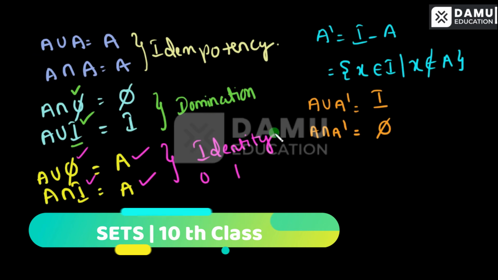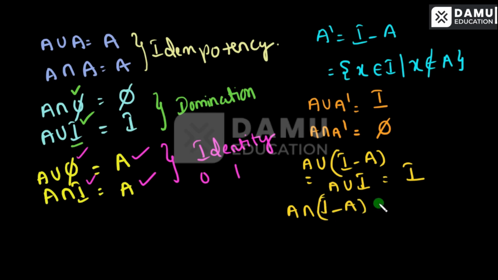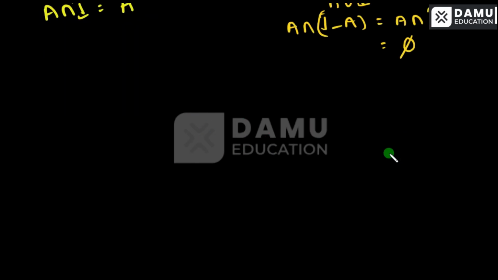With A intersection I, nothing will be obtained. Then how it came is A union (I minus A). Then what you will get is A union I, because the element should be present in I, not in A. A union I will be I only. Then A intersection A complement means A intersection (I minus A), that will be A intersection I complement. There will be no elements, so it is phi.